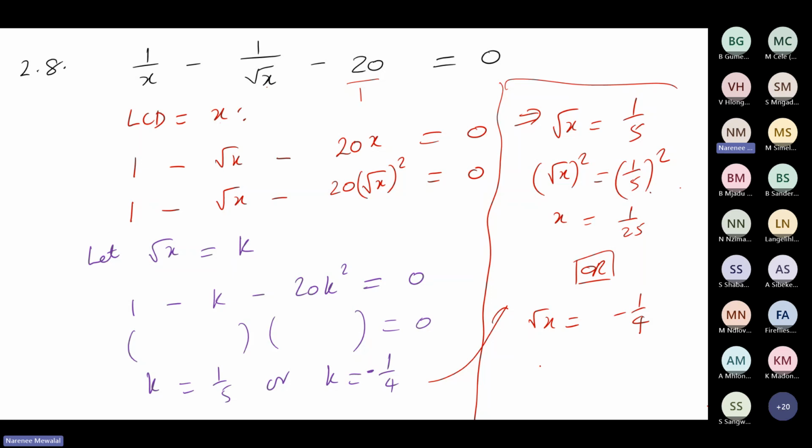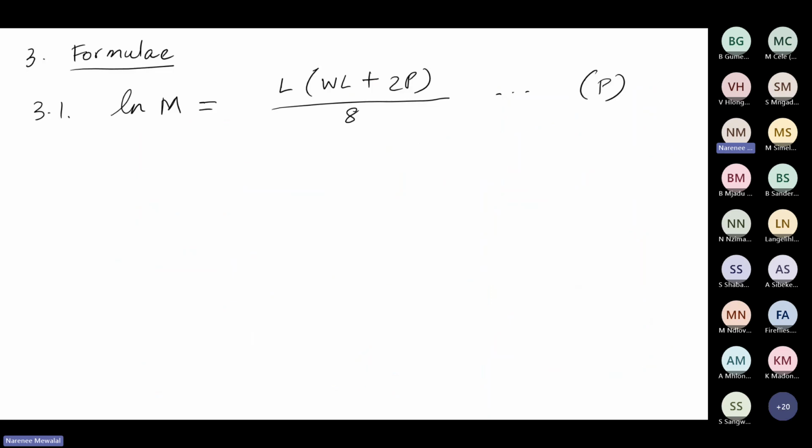And if you square both sides, you're going to get x is equal to minus 1/4 all squared, which is positive 1/16. And that takes care of all of the equations that were given to you. Now we move on to the formulae.